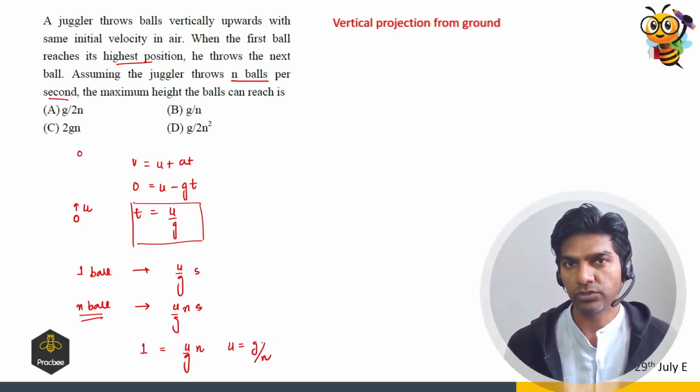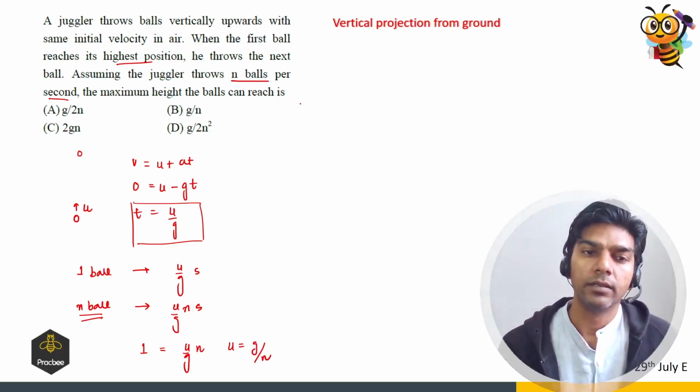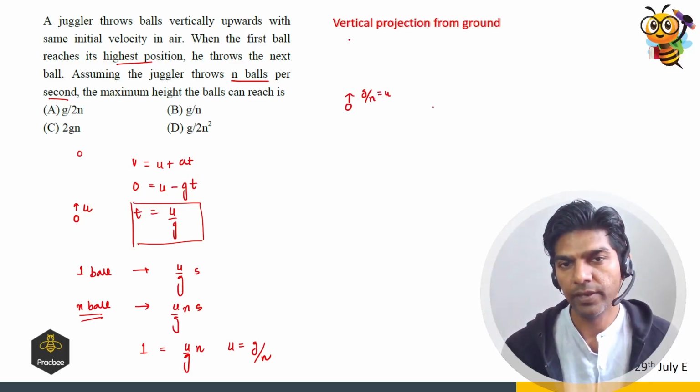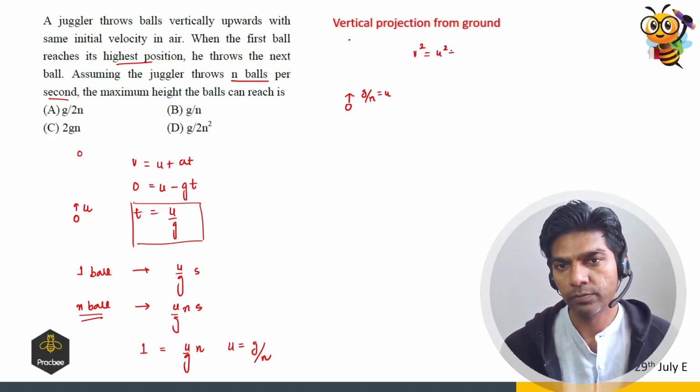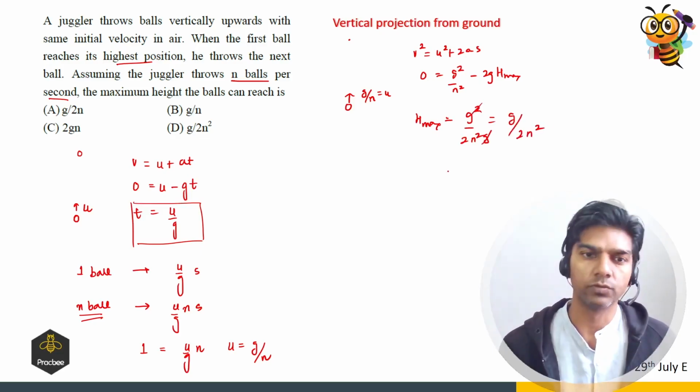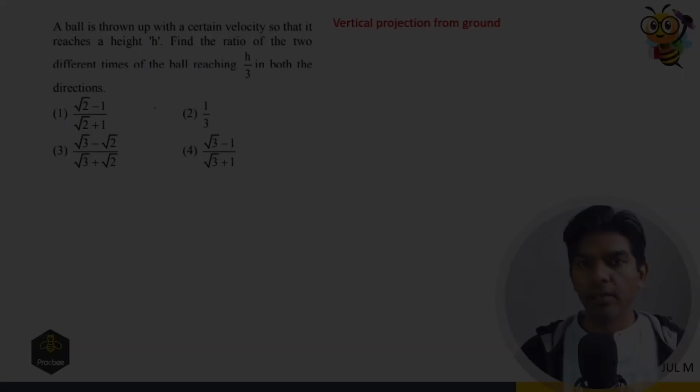Now we got the initial velocity with which we are throwing the ball, and we have to find the maximum height attained by the ball. So if you're throwing a ball with g by n, the maximum height will be, v square is equal to u square plus 2as. So v is 0, u is g square by n square, minus 2g h, where h is the maximum height. So h max will be g square by 2n square g, which is nothing but g by 2n square. So option D is the right answer.